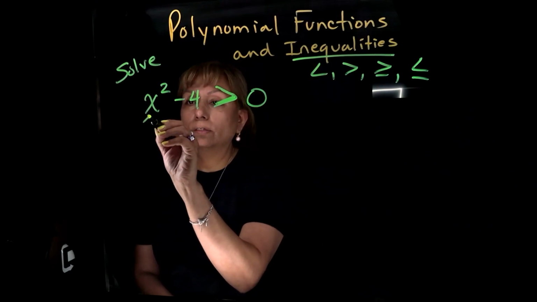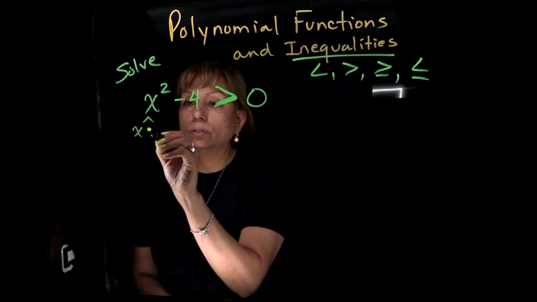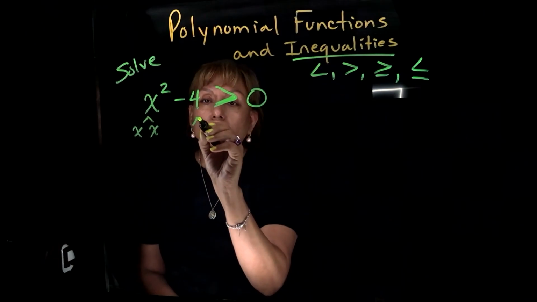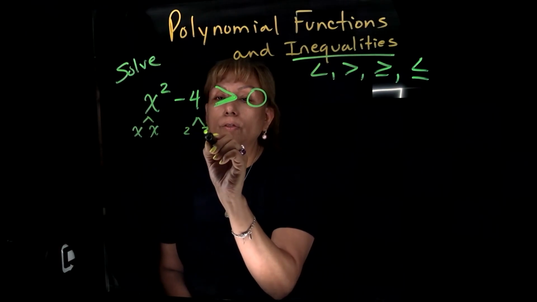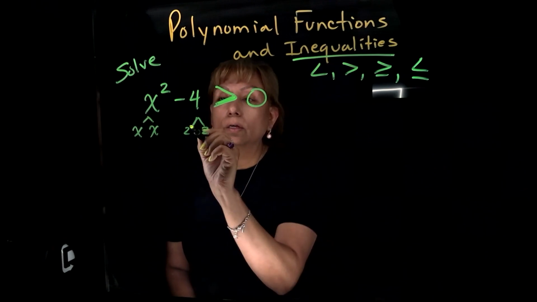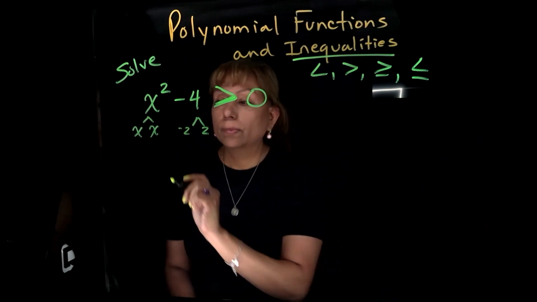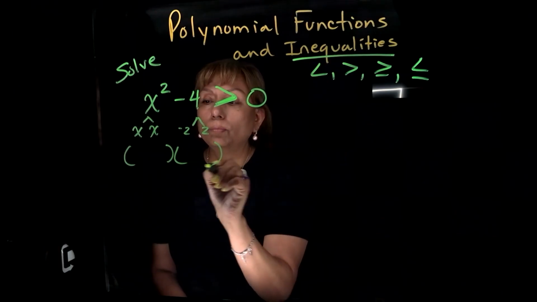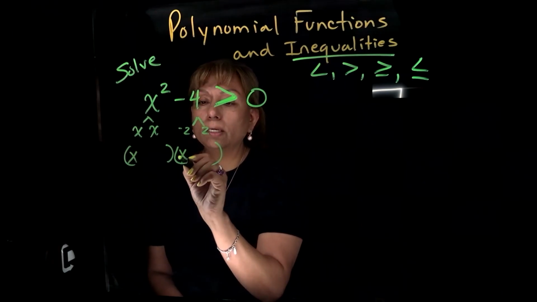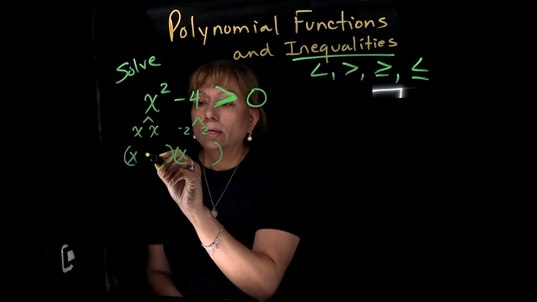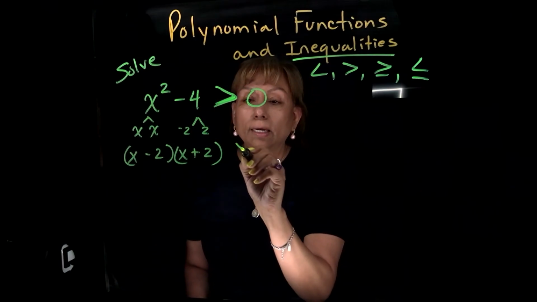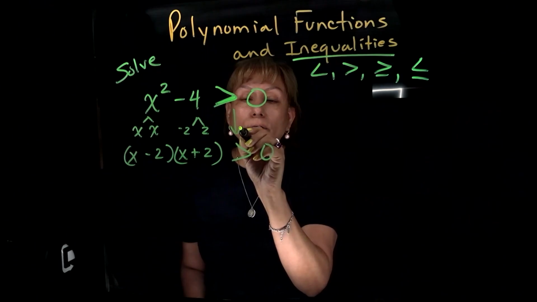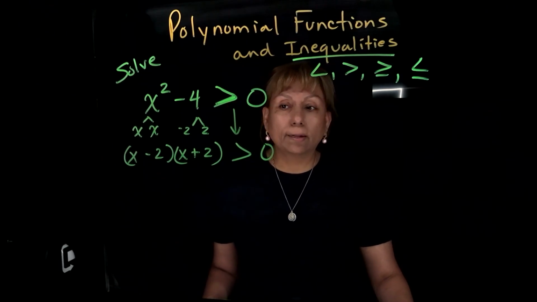Remember, to factor, you separate the x squared into 2 equal pieces, and separate the negative 4 into 2 equal pieces. 2 and 2 will give me a positive 4, so one of them needs to be a negative. Now, when you factor, you put each one in a parenthesis, with an x in each one. It doesn't matter if the negative 2 comes first or the positive 2. And then we have our greater than symbol. We bring down like an equal sign.